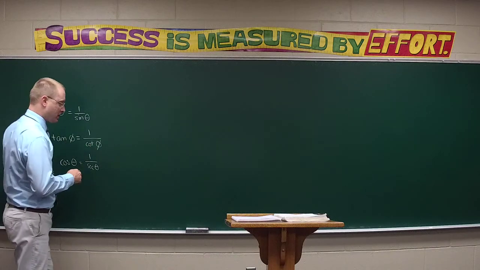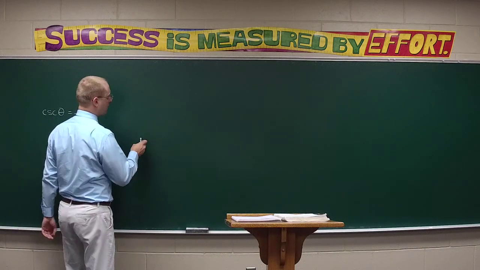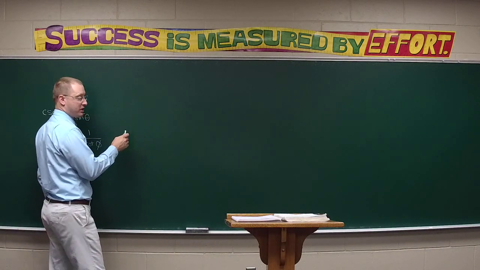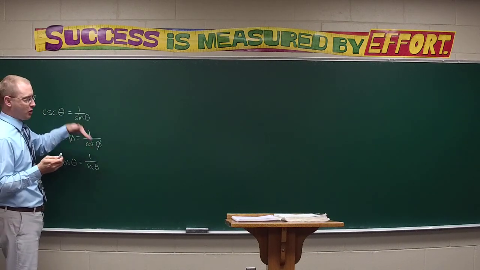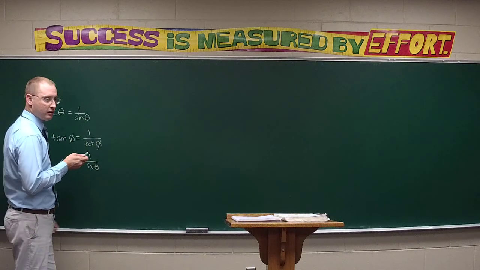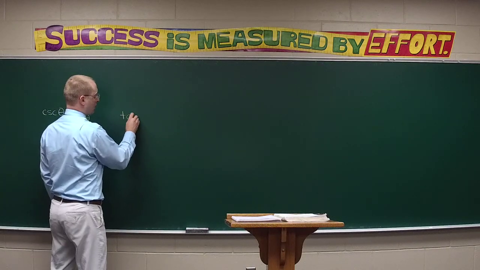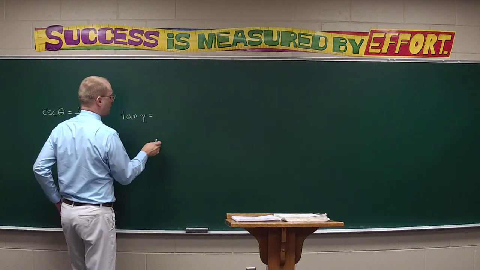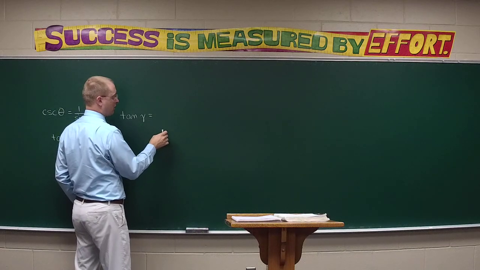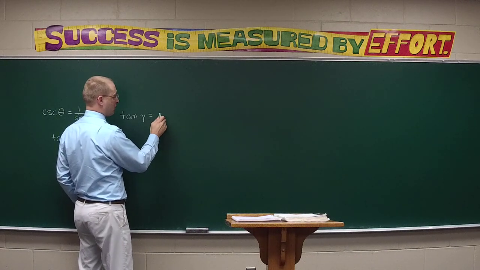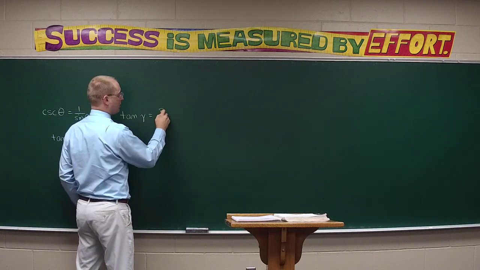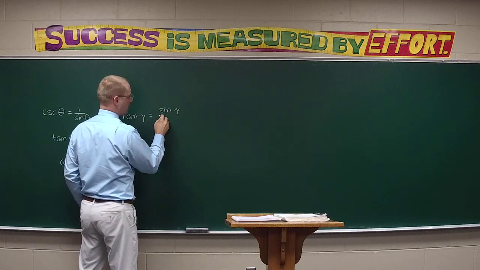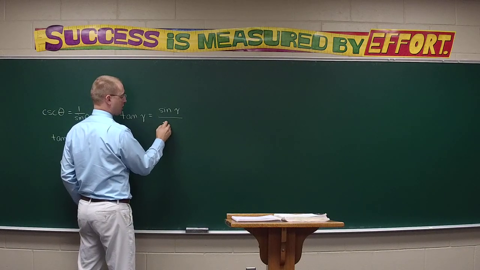Give me one of the quotient identities, Chris. Can I look at my paper? Without looking. See if we can do it without looking. I'll give you a hint. The 2 quotient identities were tangent and cotangent equal to something. Tangent gamma equals... Ethan, help. Sine gamma over cosine gamma.